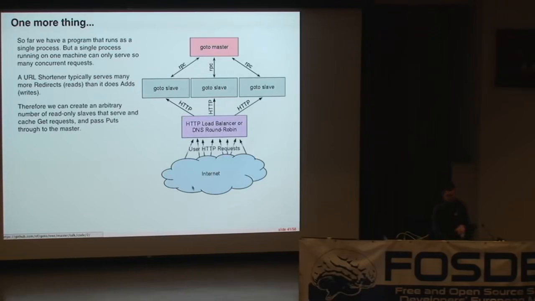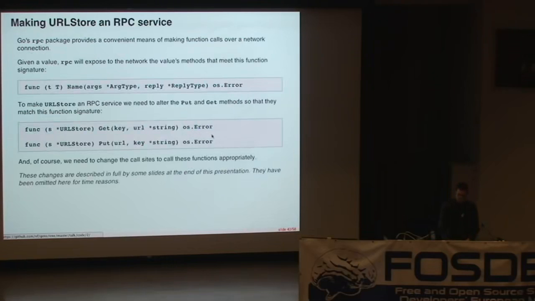And the way this will work is users will make requests through some sort of load balancer, which I'm not going to worry about now, but they'll hit slave frontends via HTTP. And these slaves will make RPC calls to the master. And what I'm going to demonstrate now is the implementation of those RPCs and turning this into a slave.